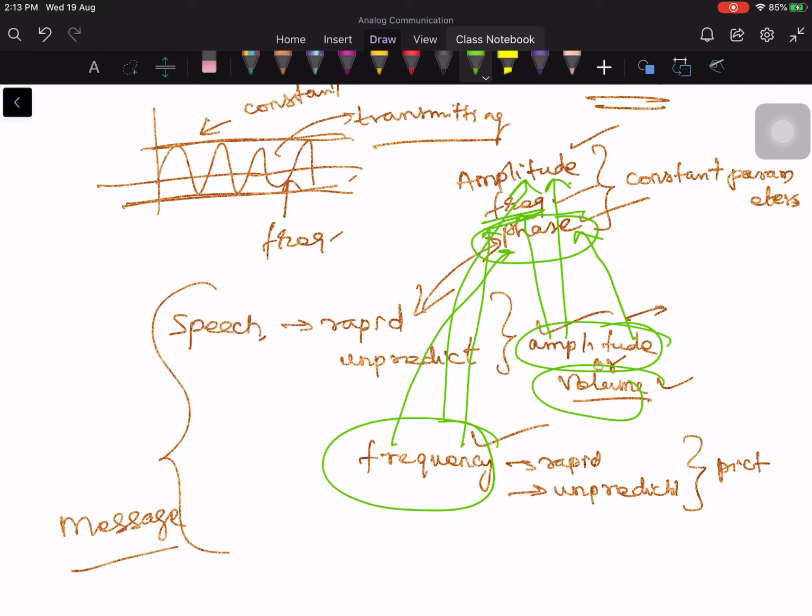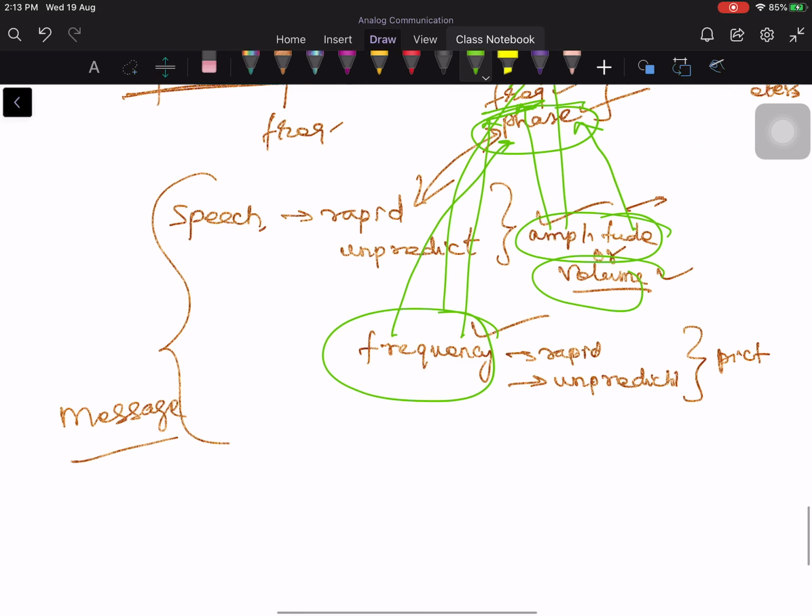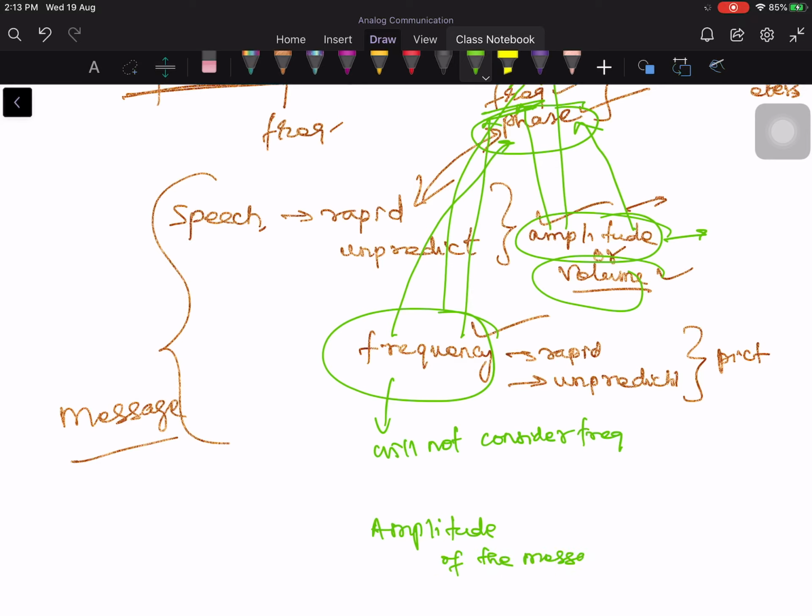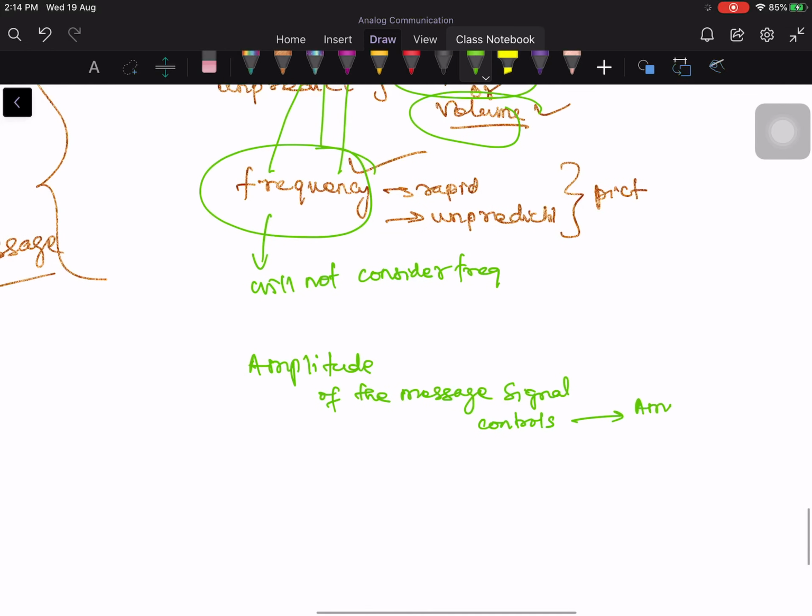Okay, so therefore at any instant its deviation from the unmodulated value, either amplitude or frequency, is proportional to the instantaneous amplitude of the modulating voltage or modulating signal. So in the modulating signal we will not consider frequency. What we consider is amplitude. So the amplitude of the message signal controls any one parameter. It controls amplitude of the carrier.